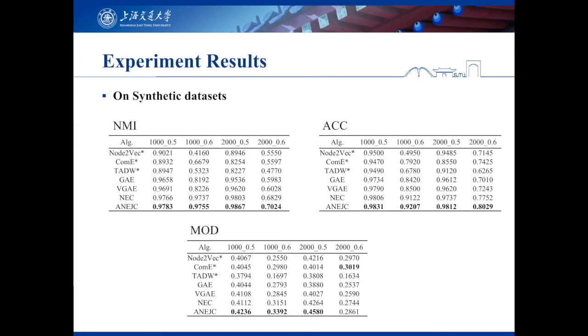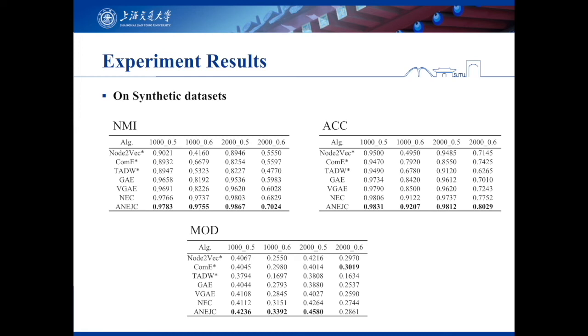We compared ANEJC with 6 state-of-the-art network embedding methods, including NEC. For algorithms without clustering optimization, we use the k-means algorithm to cluster the generated embedding. For NEC and ANEJC, we directly use the node community label Y as the clustering result, and evaluated them by NMI, normalized mutual information, ACC, accuracy, and MOD, modularity.